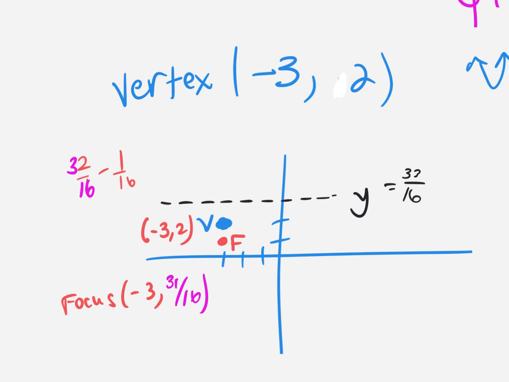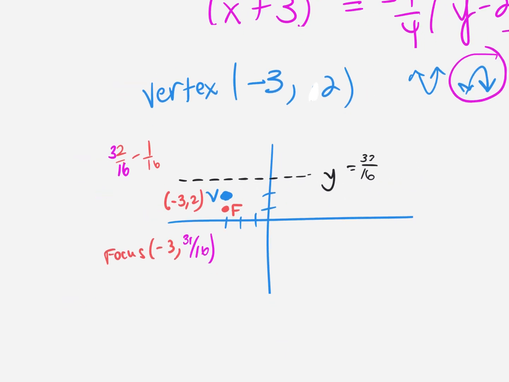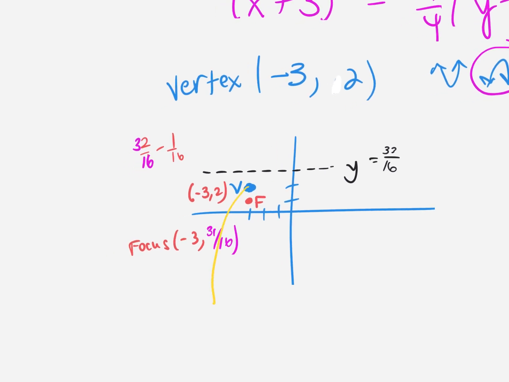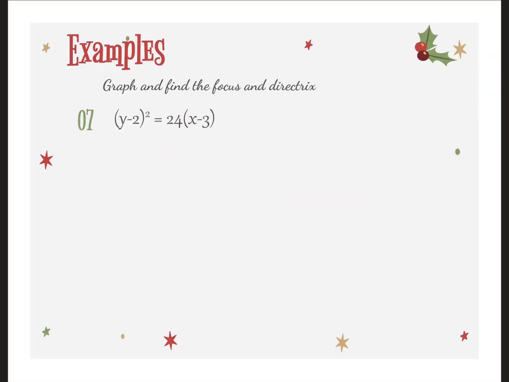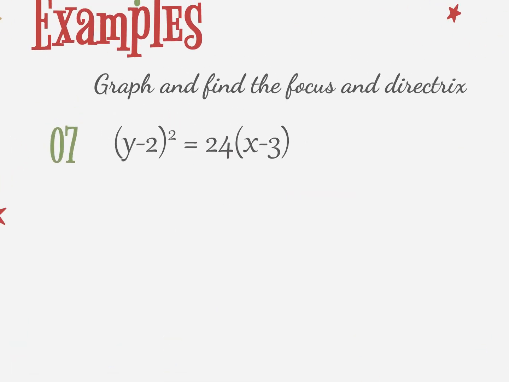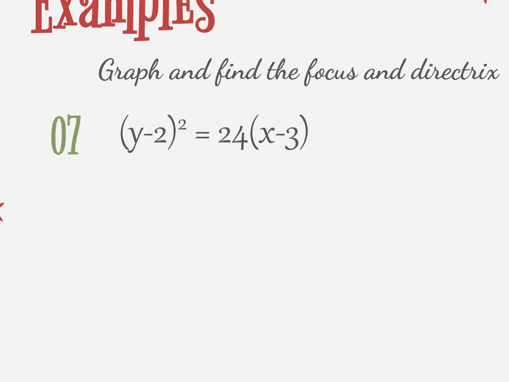Plug in 0 for what? X. All right, I'm not going to do that right this second just because I want to get to the next one. But the hardest math you're going to have to do is once you find your vertex, it's not at 0, 0, you have to figure out if you're moving up and down, you're going to add and subtract to the y. If you're moving left and right, you're going to add and subtract to what? The x. Okay, so let's go through this one, then we're done.